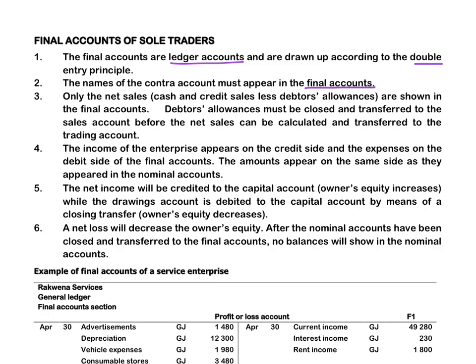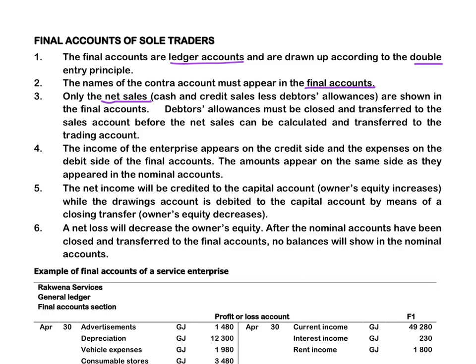Only the net sales, cash and credit sales, less debtors allowances, are shown in the final accounts. So you don't show the cash sales as one figure, credit sales as another, and the debtors allowances as another figure. You will have one sales account in your books, and at the end of the year, the debtors allowances is closed and transferred to the sales on the debit side, and then the balancing figure in your sales account will be transferred to the final accounts. So there will never be a debtors allowances amount in the final accounts because you close it off to the sales account.